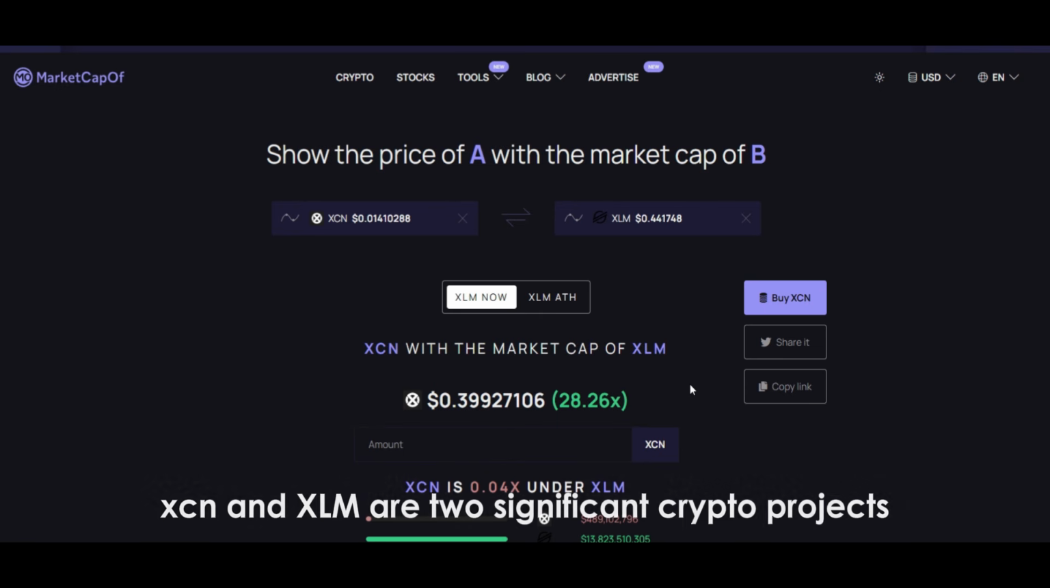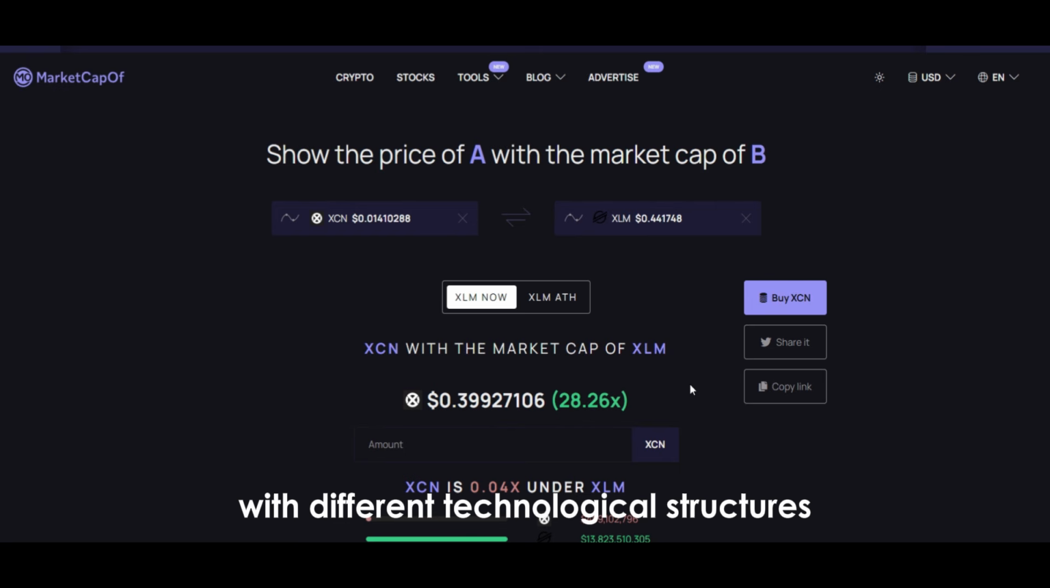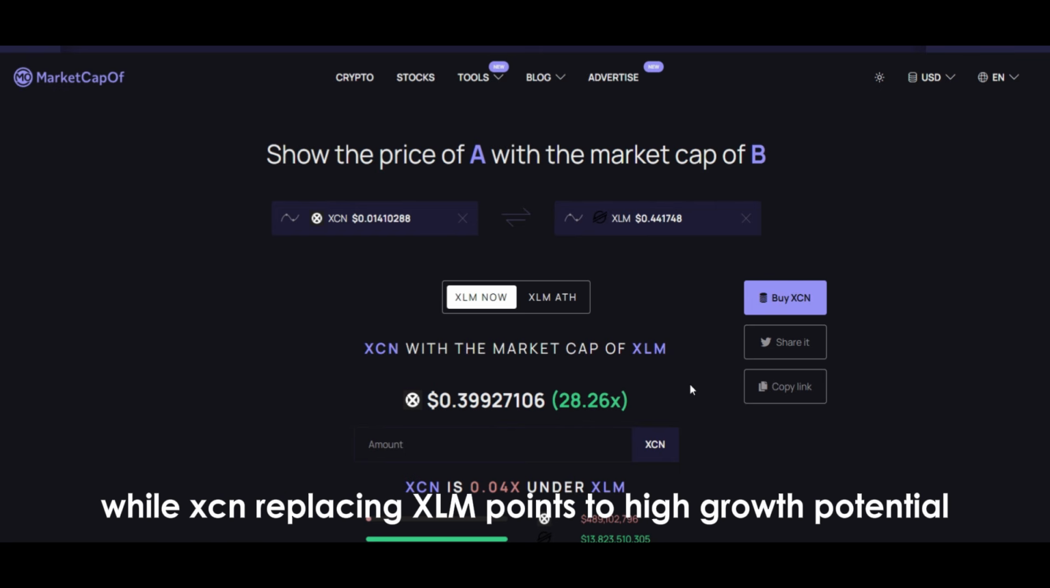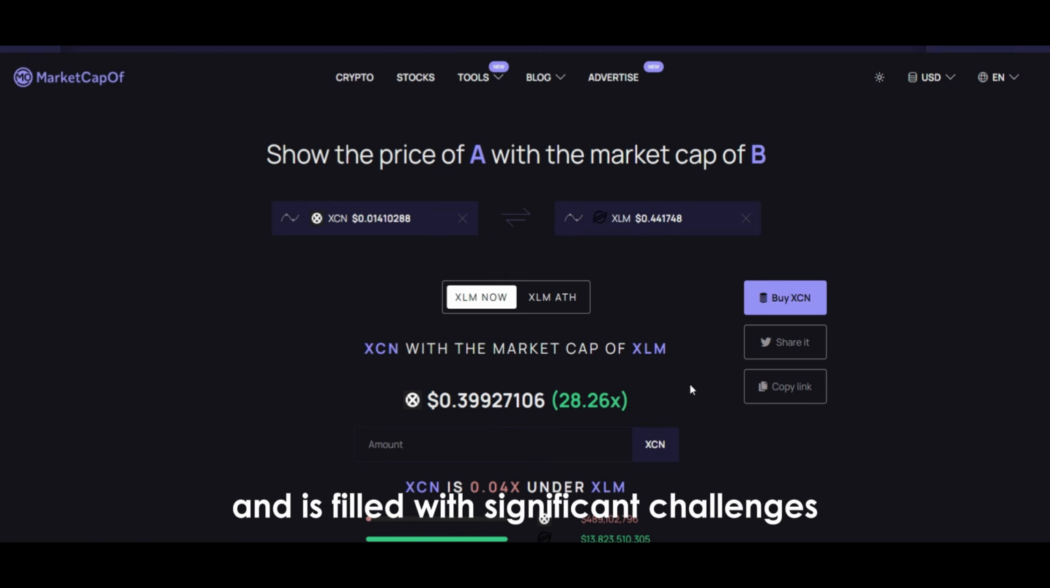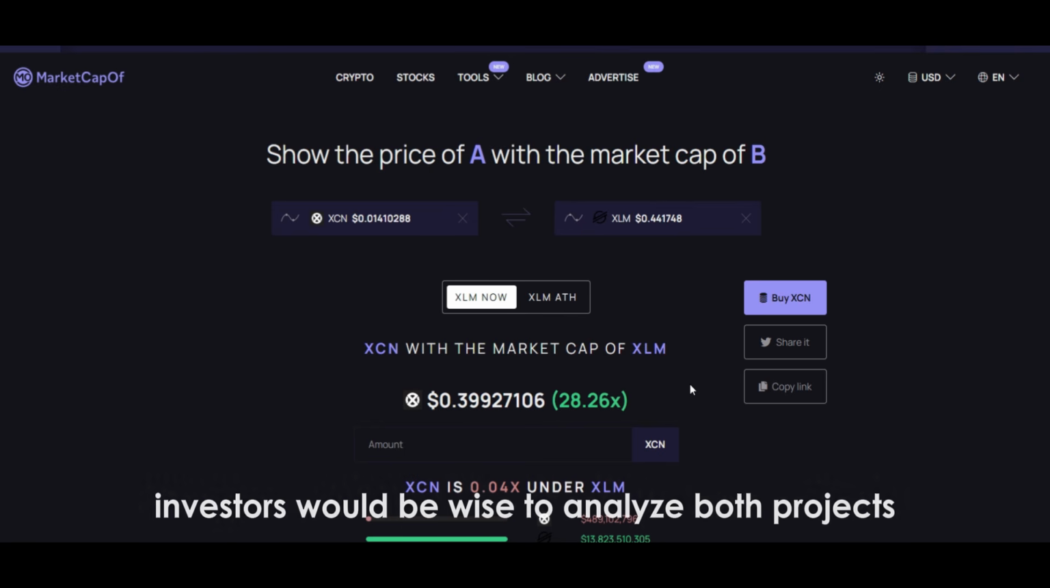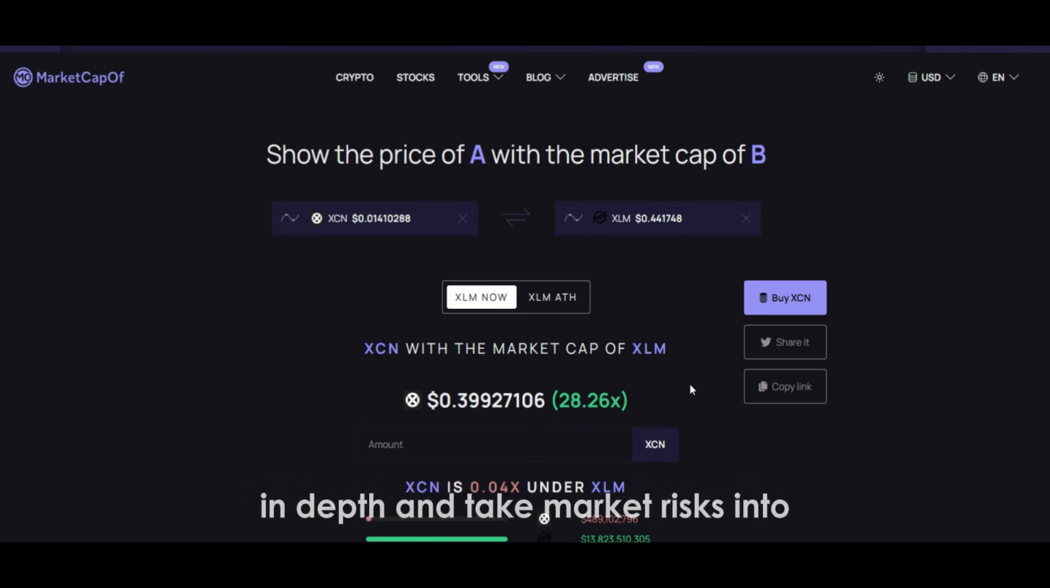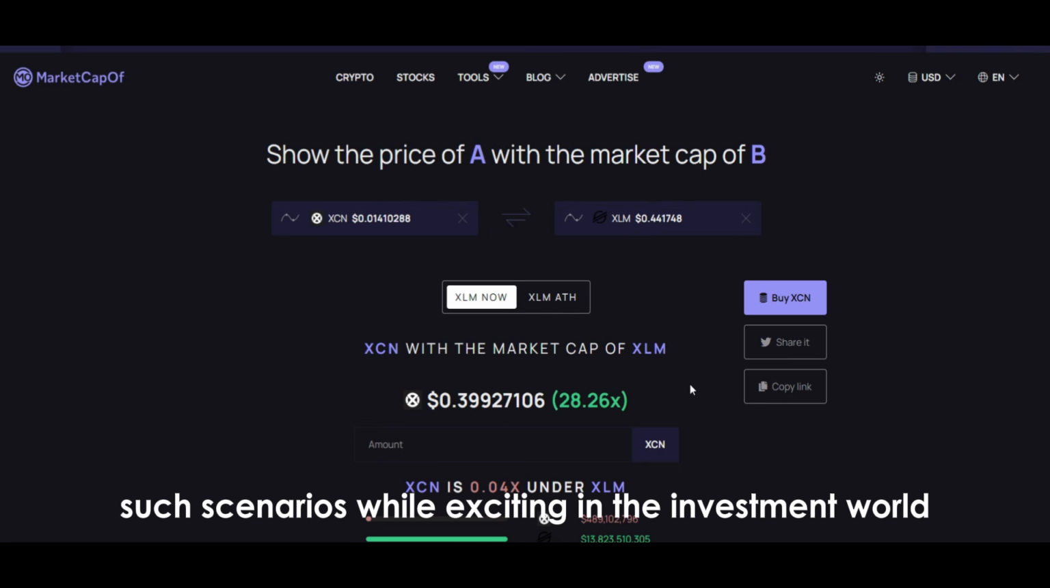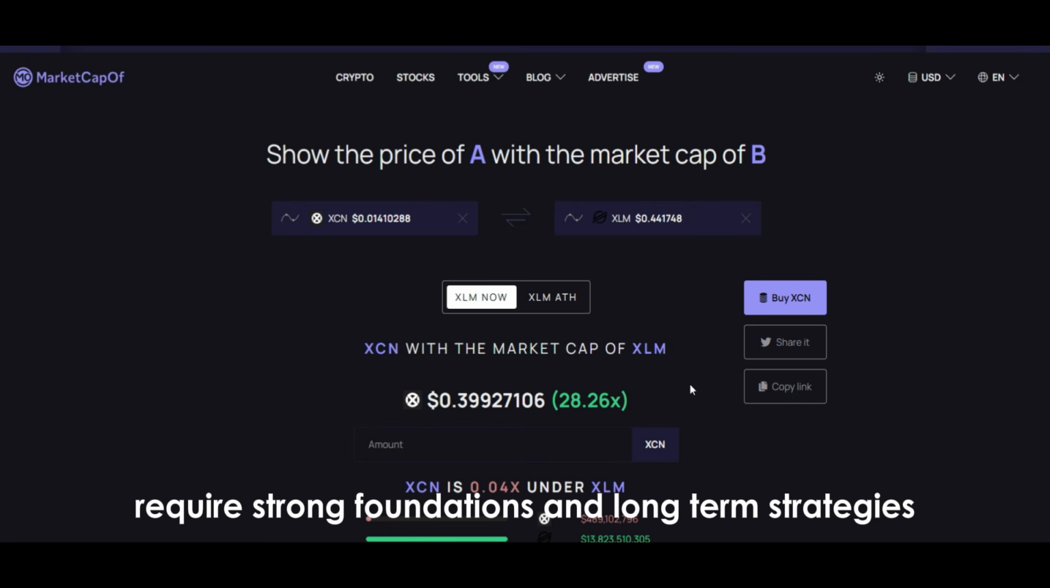In conclusion, XCN and XLM are two significant crypto projects with different technological structures, use cases, and market dynamics. While XCN replacing XLM points to high growth potential, achieving this is not easy and is filled with significant challenges. Investors would be wise to analyze both projects in depth and take market risks into account before making decisions. Such scenarios, while exciting in the investment world, require strong foundations and long-term strategies.